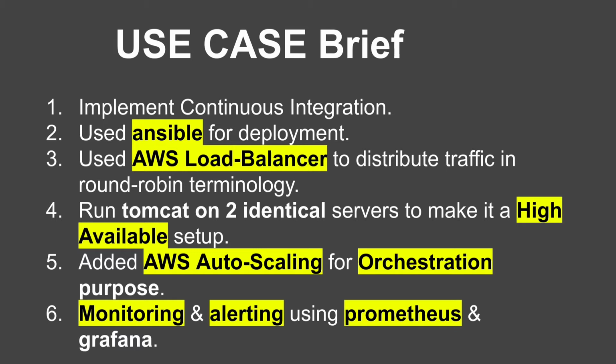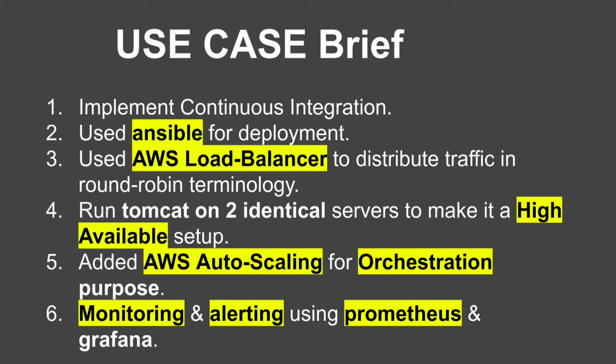First we will implement continuous integration. By this I mean we will create a Jenkins server, and then we will use the GitHub URL, and then we will write pipeline code. I will show both ways, the pipeline code and the Maven project. At the end of that we will have a .war file, and then we will use Ansible in that job as well for the deployment purpose.